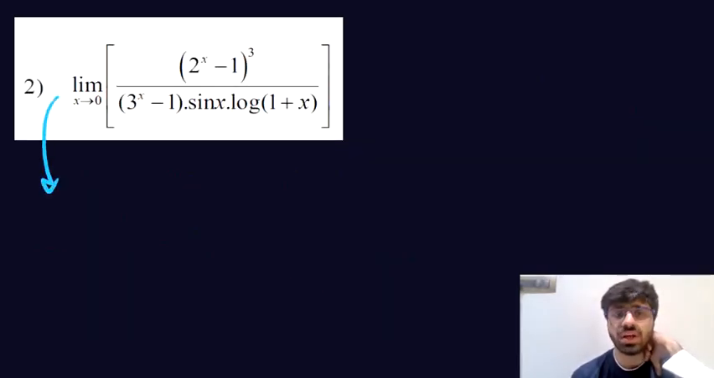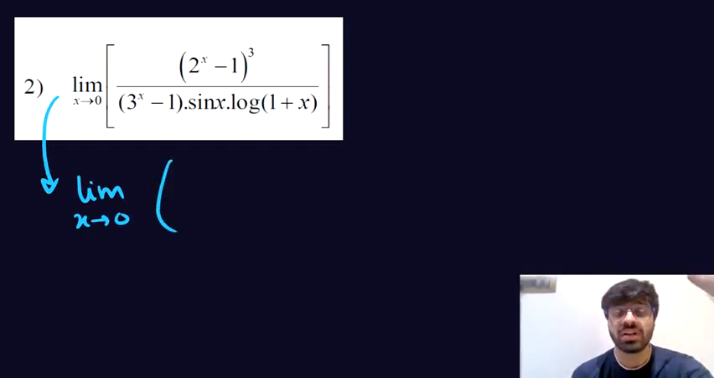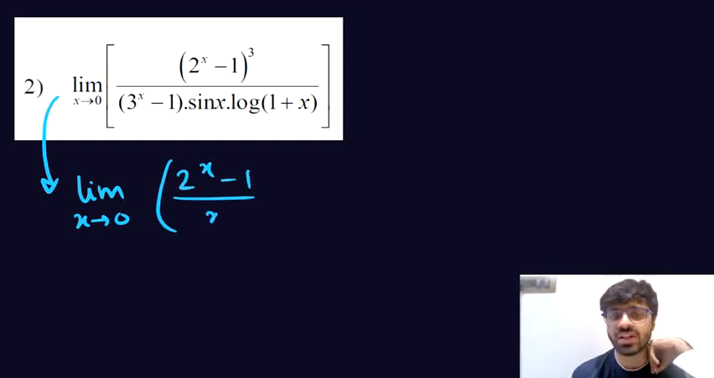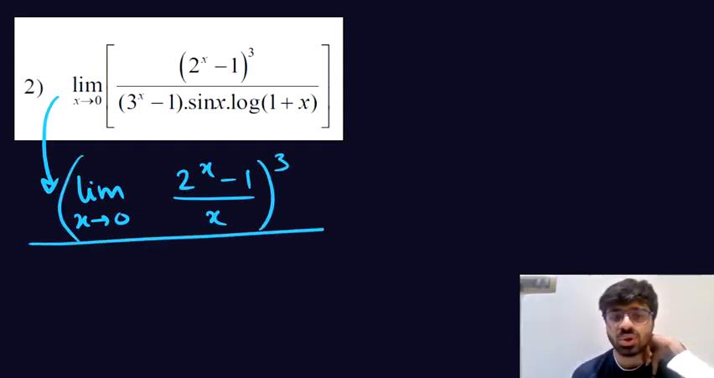Go ahead with the second one. See, it's very clear we need an x in the denominator of this, but the power is 3. So we need to divide the numerator and denominator with x cube. How you will simplify it in the denominator, that we will check later. But divide the numerator and denominator with x cube first. So you will have (2 power x minus 1 upon x) the whole cube. And you can take that limit inside the bracket. So this is your numerator.